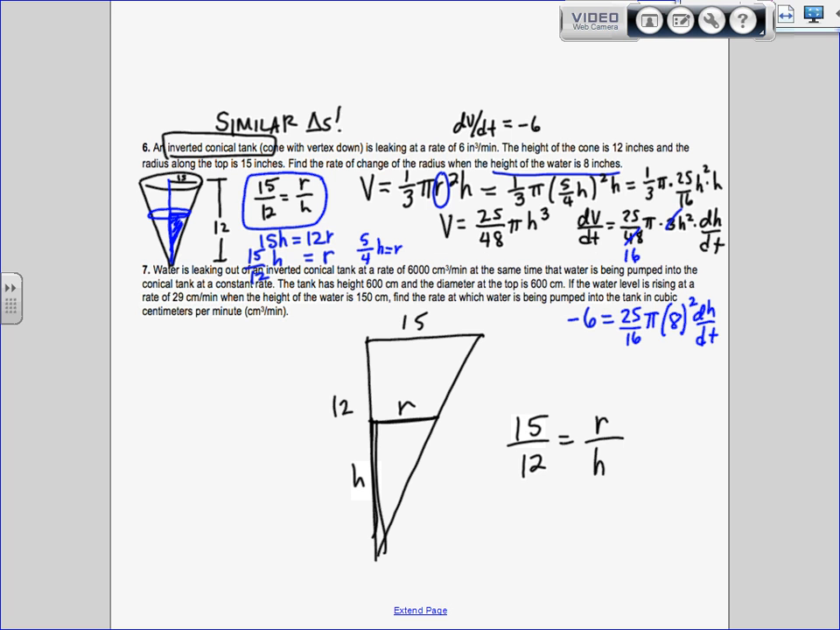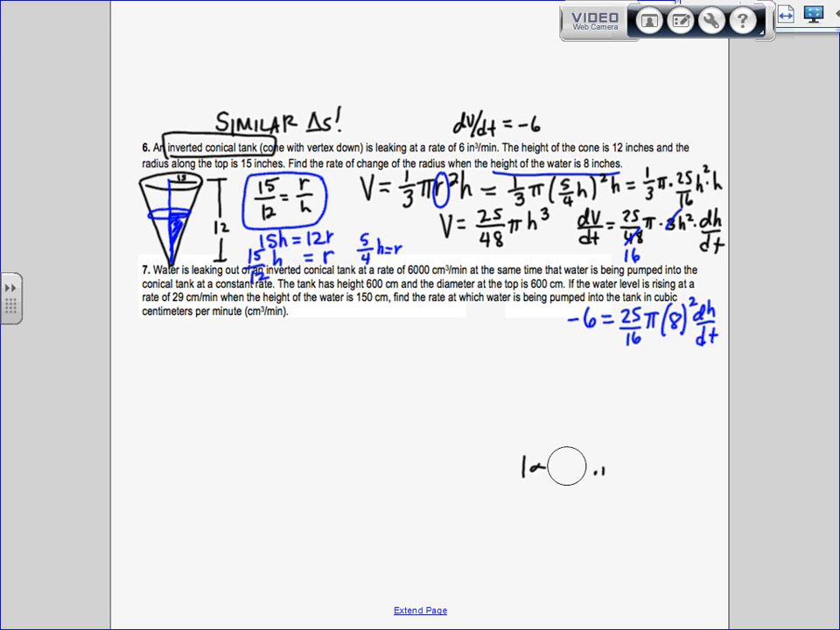We're getting negative 6 again? Oh, that was the volume. So I'm going to have negative 6. I'm going to multiply by the 16 over, I'm going to divide by 25, and I'm going to divide by 8 squared, which is 64. So I think you get negative 3 over 50 pi if you divide everything over.